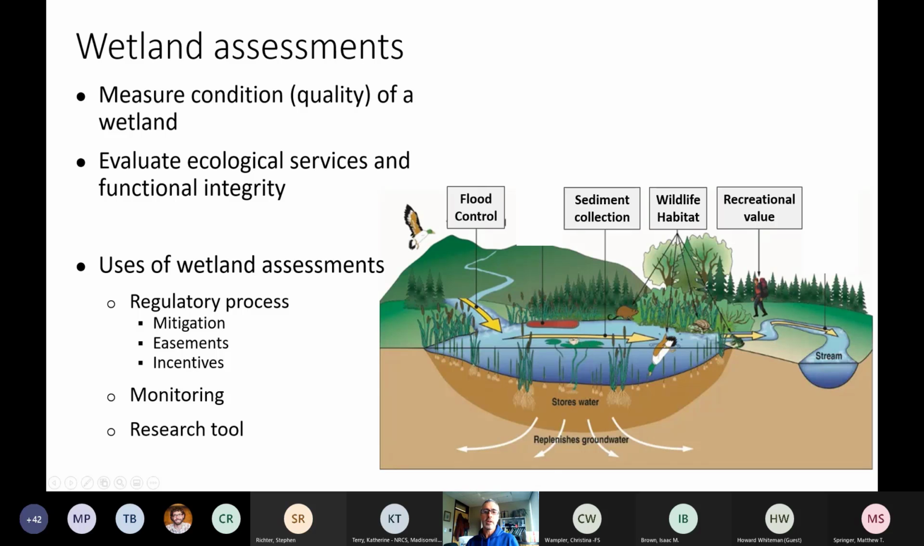There's a variety of programs out there that classify wetlands, like HGM and Cowardin systems. There's a national wetland inventory. But what we're talking about here with assessments is more specific, specifically looking at condition and quality. So it can be used to complement some of those other tools that are out there.